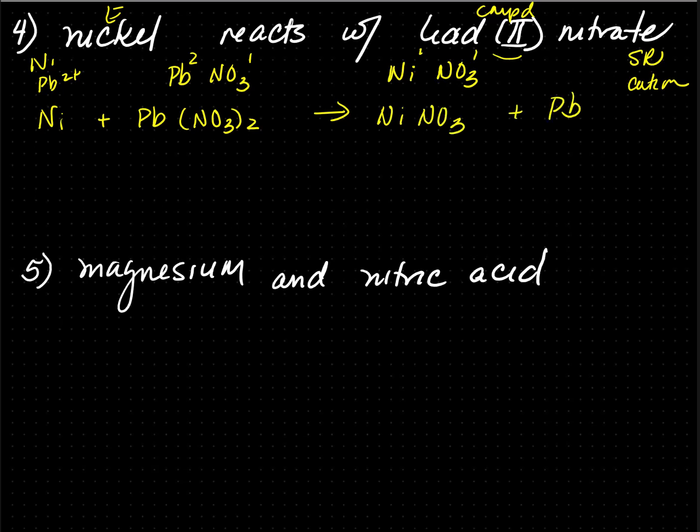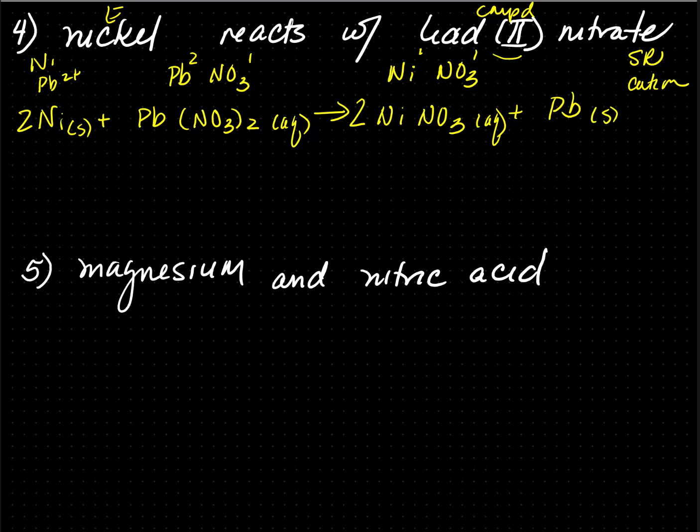Now we need to balance. There are 2 nitrates on the left side, so I need to put a coefficient of 2 in front of nickel nitrate. There are 2 nickels, so I need a 2 in front of nickel. Now we're going to do the states of matter. Nickel is black on the periodic table, so it's a solid. Anything with a nitrate is aqueous. The nickel nitrate is also with a nitrate, so it's going to be aqueous. And lead on the periodic table is black, so it is also a solid.